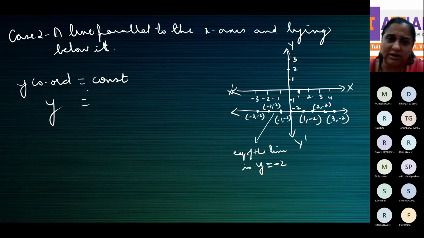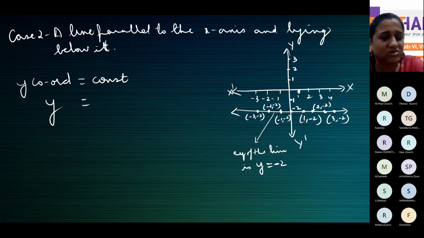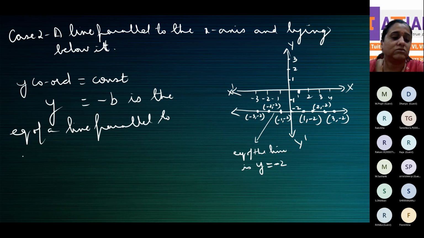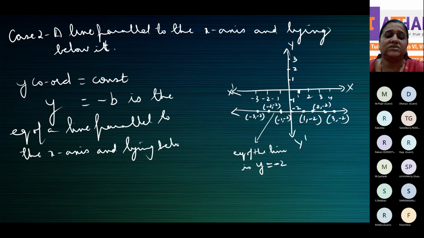I'm going to write -b. Don't get confused. They say y is equal to b for both the cases, where b is a constant. So it's correct. I'm saying -b because when you revise, you realize it's negative. The constant is a negative value. So y is equal to -b is the equation of a line parallel to the x-axis and lying below it. So it's easy to remember.